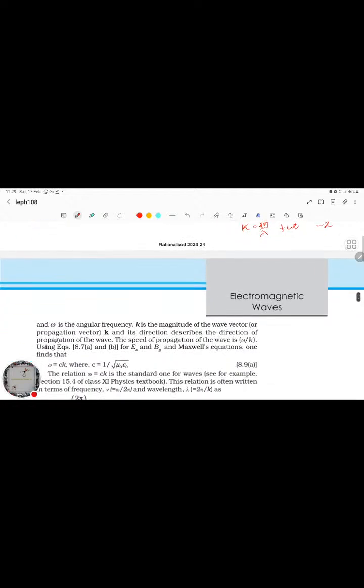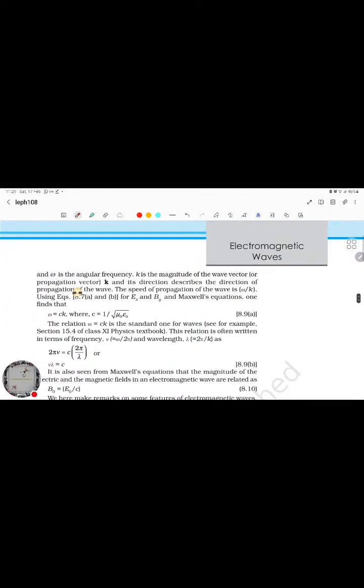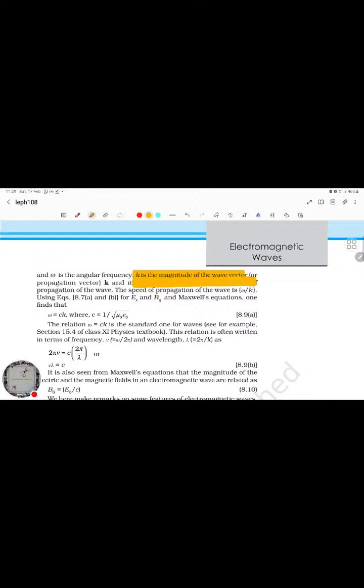So the k value is 2 pi by lambda. And omega is the angular frequency. K is the magnitude of the wave vector or propagation vector, and the direction of k describes the direction of propagation of the wave.